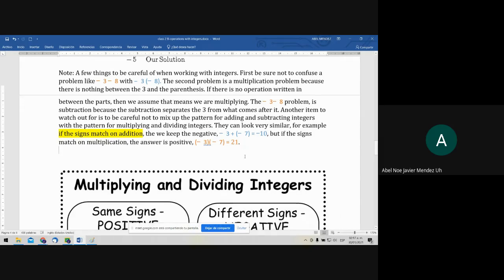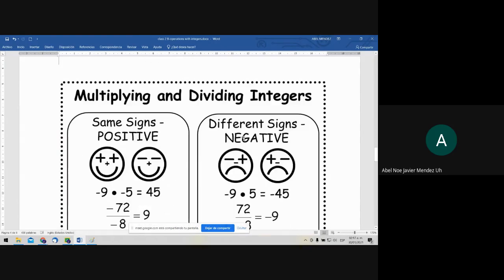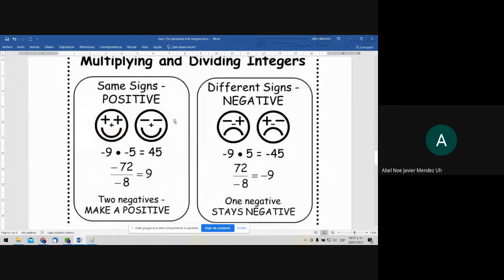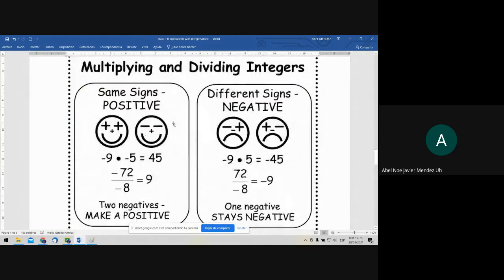Multiplying and dividing integers, we have here a picture just for review of what we saw in this class. Multiplying and dividing integers with the same sign, the answer is positive. Different signs, negative. Don't confuse it with subtracting or addition.